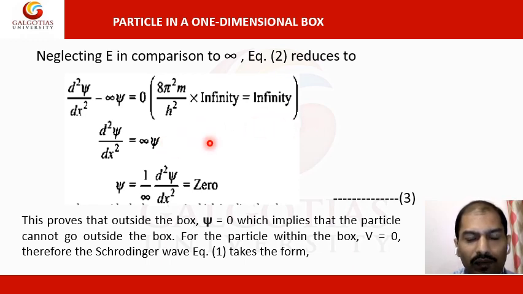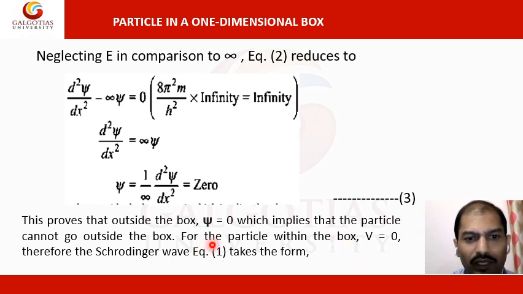So in a simplified way we can write this equation as d square psi upon dx square equal to infinity times psi, or you can rearrange the equation. So psi will be 1 upon infinity into d square psi upon dx square, which will be equal to 0. This equation proves that outside the box psi equals 0, which implies that the particle can only be restricted inside the box.